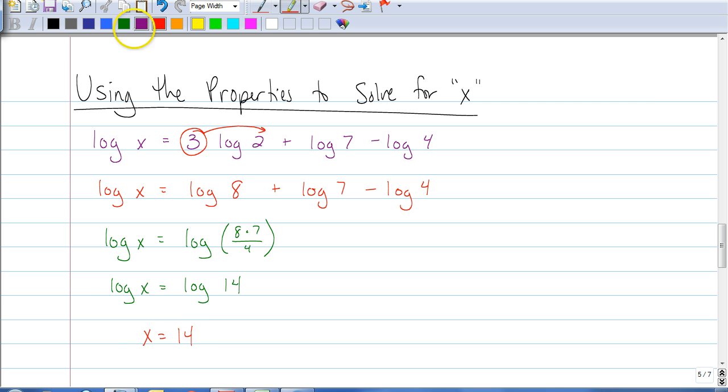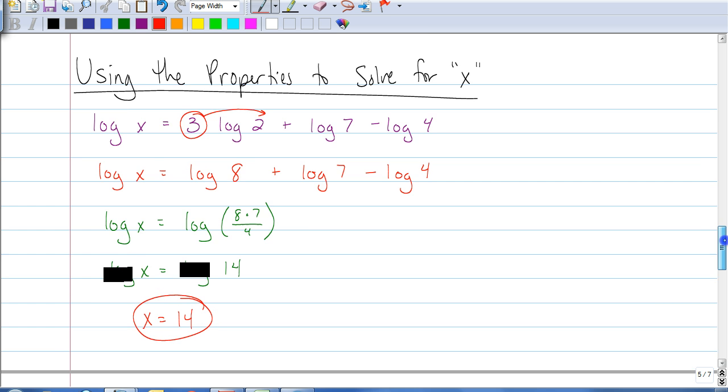An easy way to look at it is to ignore those logs. When you get the two sides equal to each other, ignore those logs and solve for x. Well, we have it solved. X equals 14. So that would be your answer.